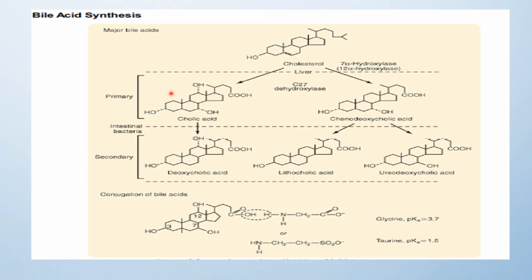And later on, these primary bile acids will be acted upon in the colonic lumen by bacterial enzymes to produce secondary bile acids, your ursodeoxycholic acid and your lithocholic acid, which come from your chenodeoxycholic acid, and your cholic acid will be converted by intestinal enzyme to the secondary bile acid, which is your deoxycholic acid. So these are your secondary bile acids, okay?